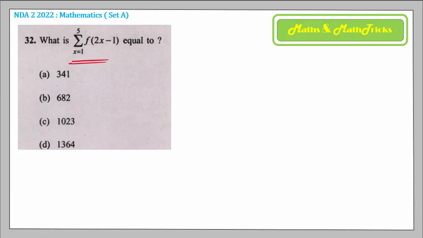Here you are asked to evaluate this summation value, where you are asked to find out f of 2x minus 1 when you take x from 1 to 5. So for this, if you evaluate this summation, for x equal to 1, it will be f of 2 minus 1, that is f of 1, plus x equal to 2, it will be 4 minus 1, that is f of 3. For x equal to 3, it will be 6 minus 1, that is f of 5. For x equal to 4, it will be 8 minus 1, that is f of 7, and then x equal to 5, the last term, for that 10 minus 1, f of 9.